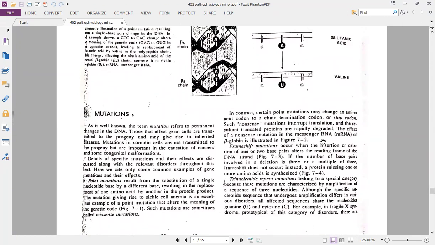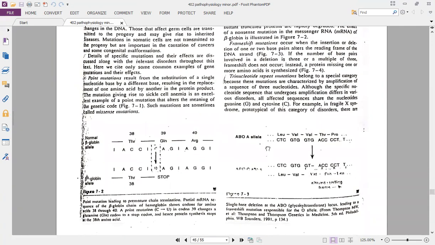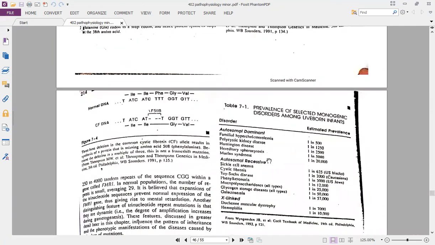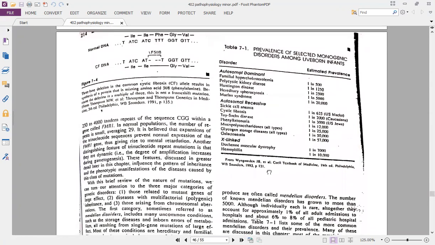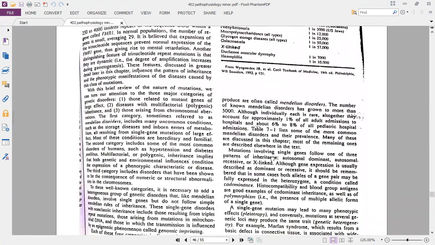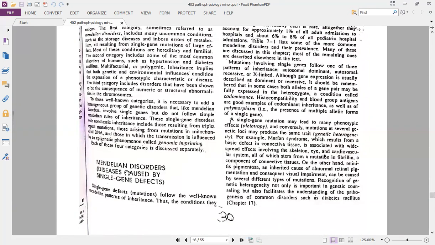In the frame shift mutation, there is either an insertion or a deletion of a certain nitrogenous base. If a base gets inserted or deleted, the reading frame of the ribosomes for turning the mRNA into a polypeptide transforms altogether. This is called a frame shift mutation. And then there are trinucleotide repeat mutations, in which three nucleotides get incorporated together and a complete codon is either lost or changed.